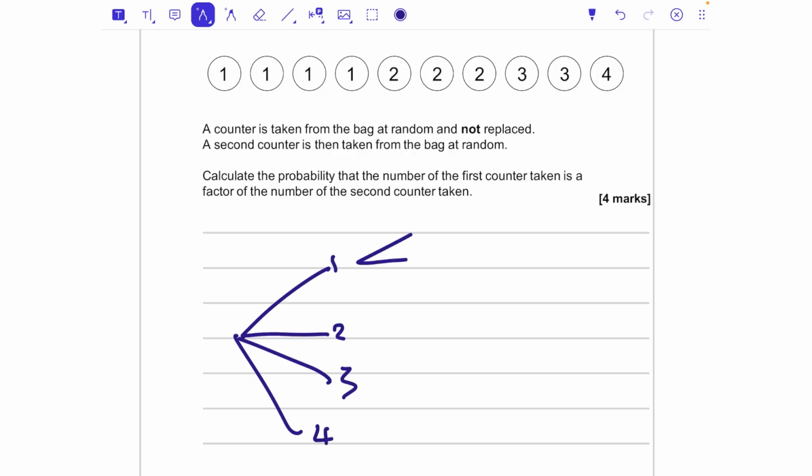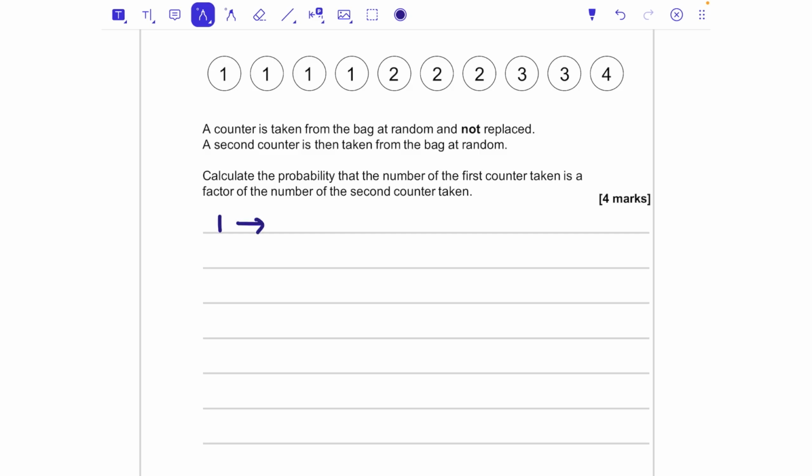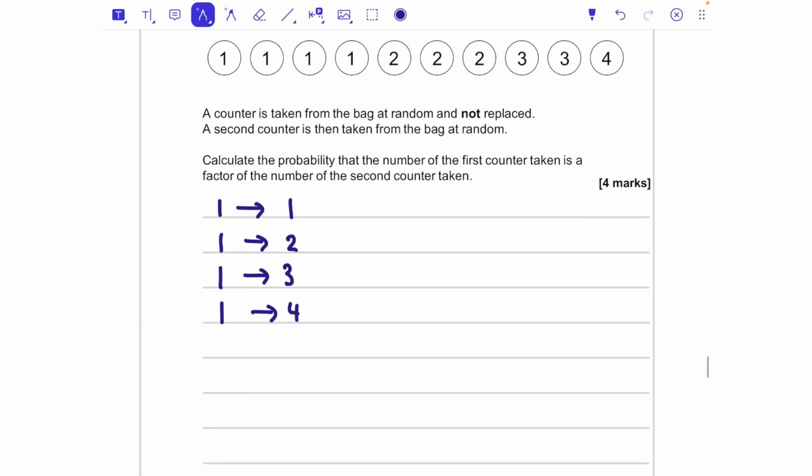So you could absolutely draw a tree diagram for this, but it would have 1, 2, 3, 4, and then 1, 2, 3, 4. It's going to get really big really quickly. So instead of doing that, I'm just going to think about the different options that I've got and how many of them I need to work out. So 1 is a factor of 1. 1 is a factor of 2, 1 is a factor of 3, and 1 is a factor of 4. So all of those situations we would want to consider.